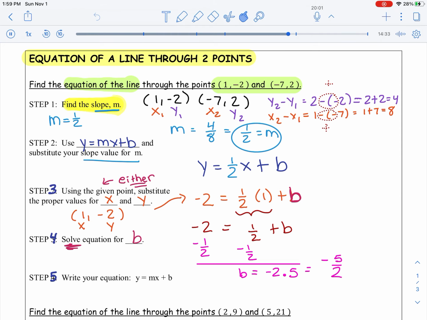So now for my final step, we're going to write the equation of my line, y equals mx plus b. But I'm going to substitute in my values that we found for m and b. So m we calculated out as 1/2, and b was -5/2. So there is my equation of my line.